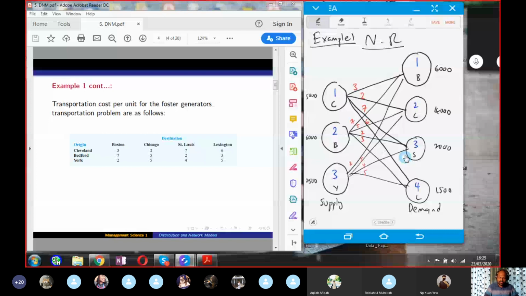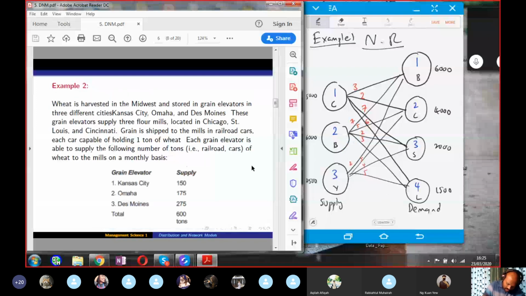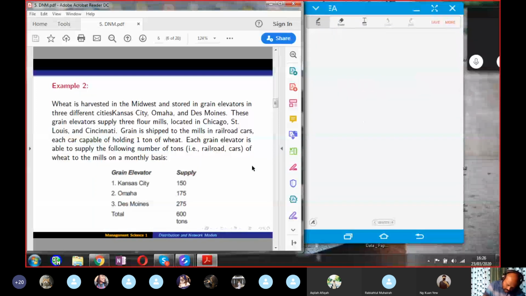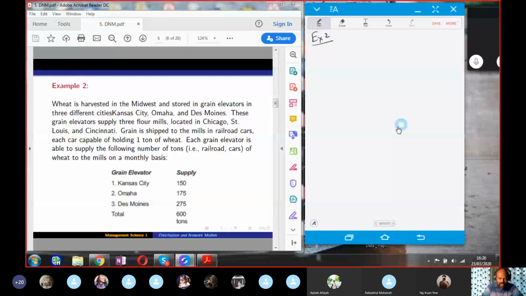Okay. Let us do number 2 now. Example number 2. This is the answer I have given here. You can check, it is the same thing. If you read this, number 2, again, don't copy all. I just want you guys to sit, relax, and try to understand. Example 2, network representation.